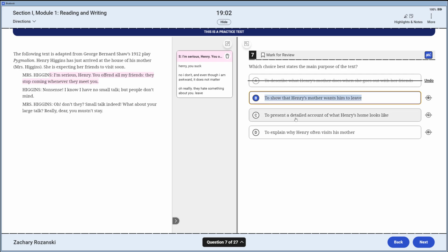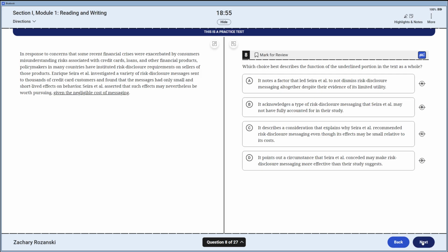To present a detail of what the home looks like, I have no details of that. To explain why he often visits, no. He is probably super clingy, but that is not the case. Describe the function of the underlined portion of the text as a whole.